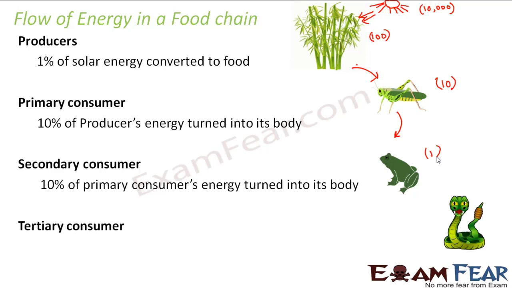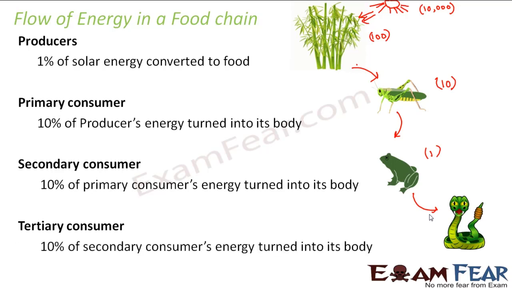Right? So if you go to an even higher level, that is the tertiary consumer, which is the snake here, how much energy will come here? Again 10%. So 10% of this 1 unit is nothing but 0.1 unit. Right? Now if you have another level as well, maybe a quaternary consumer, which can be a hawk, how much energy will go to that hawk's body? It will be 10% of this 0.1 unit, so it will be 0.01 unit of energy.